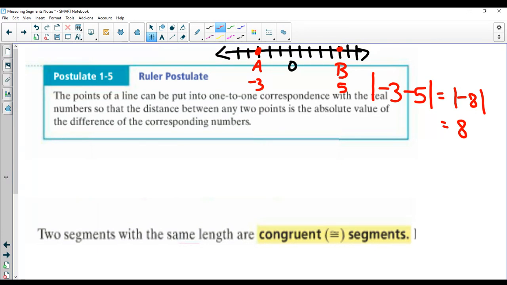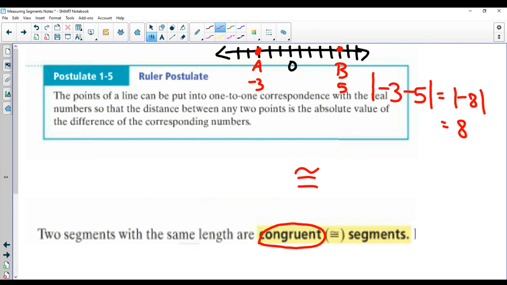Okay? And then something hugely important is that if two segments have the same length, we call those congruent. This is one of the biggest, most important words in geometry. We're probably going to use it all the time. I don't know if you can see that symbol right there, but basically it's an equal sign with a squiggle on top. We're going to use that so much in this class, so just get used to using it.